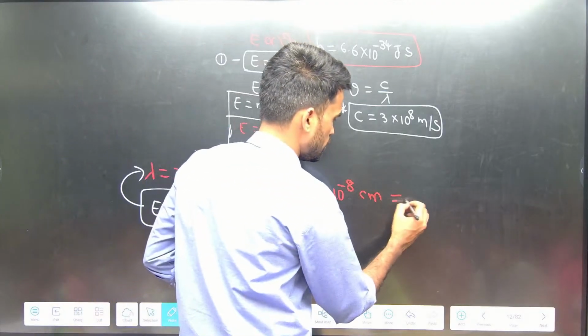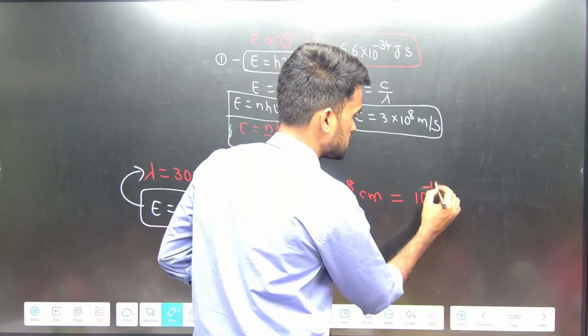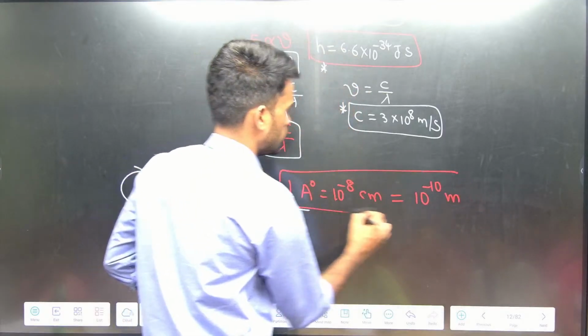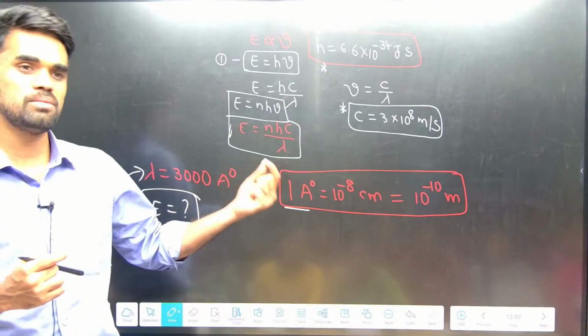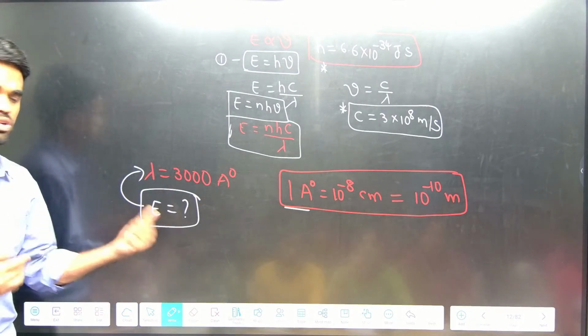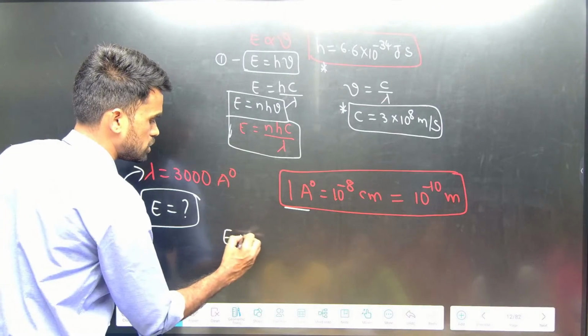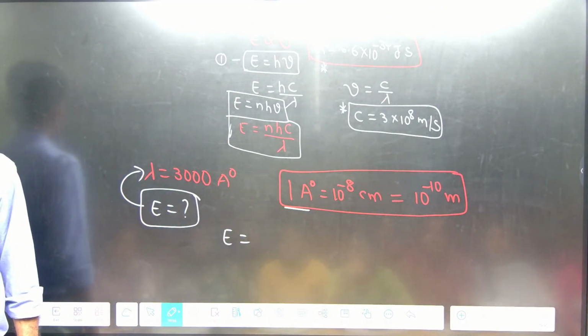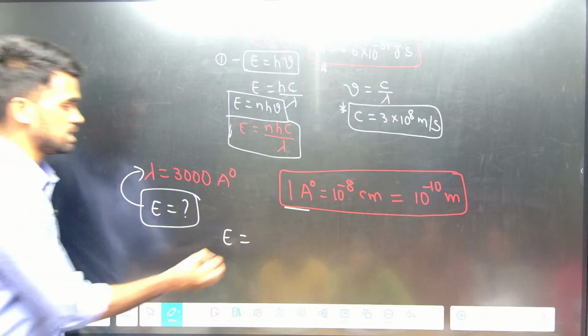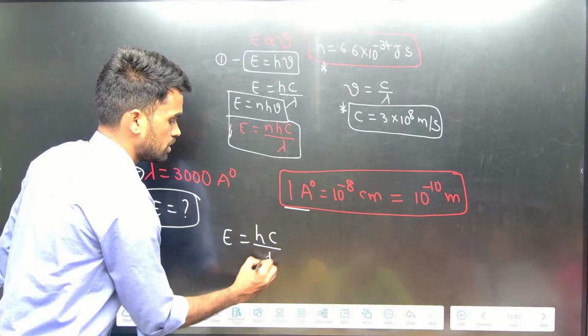Next, this can also be written as 10 power minus 10 meters. 1 angstrom equals how many meters? 10 power minus 10 meters. Now try to substitute over here and get me the value of energy. How can you do this? E is equal to h c by lambda.